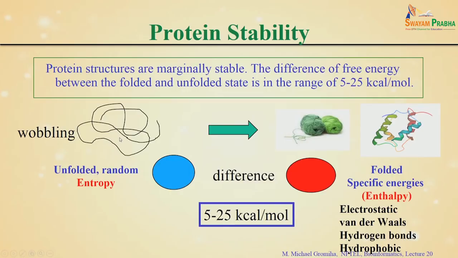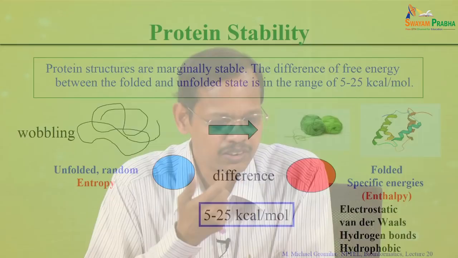So, if you look at the unfolded state, there is a kind of wobbling conformation. The major factor influenced by this conformation is entropy, which depends upon how many degrees of freedom the protein has in the unfolded state. Then we go to the folded state, where this 3D structure is maintained by different types of interactions. Specifically, electrostatic interactions, van der Waals interactions, hydrogen bonds, hydrophobic interactions, disulfide bonds, and so on. The electrostatic and van der Waals are non-covalent interactions, and a disulfide bond is the bond between two sulfur atoms in cysteine.